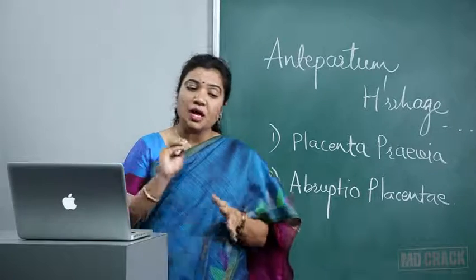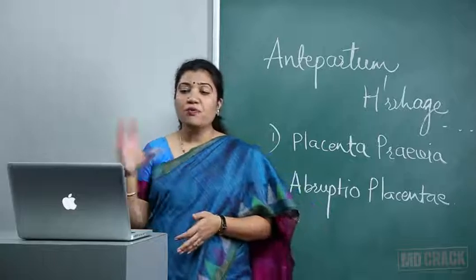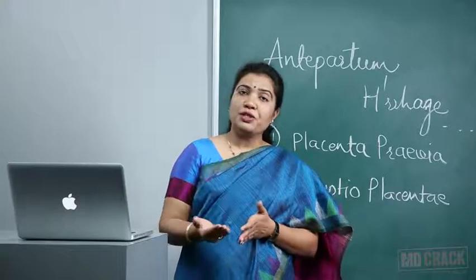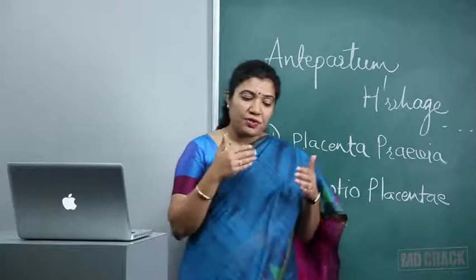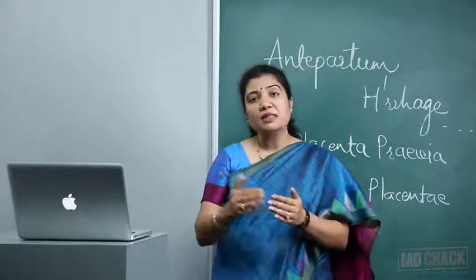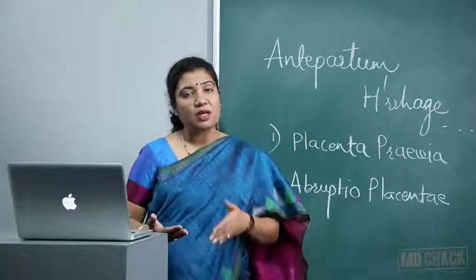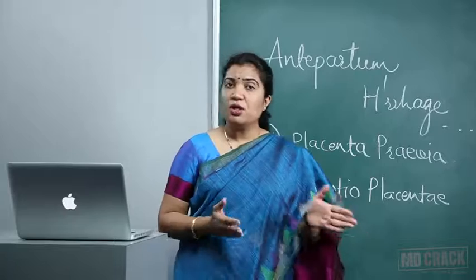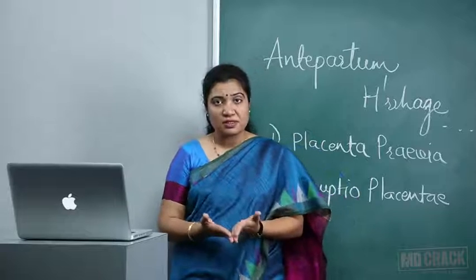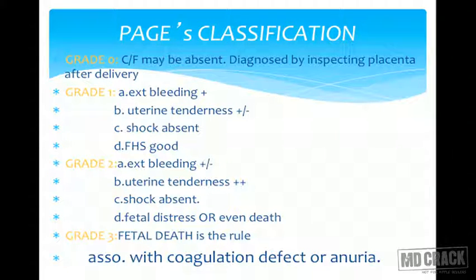If the patient has IUD in abruption, it directly falls in grade 3, and you may have associated anuria or coagulation defect, because you need to understand that if the fetus has died, that means more than half of the placenta has separated, and that is why the fetal blood supply got hampered, and that led to the fetal death. So the retroplacental clot should be around more than 500 cc. That's the calculation. If fetal death is there, blood loss is much more than what is seen outside.